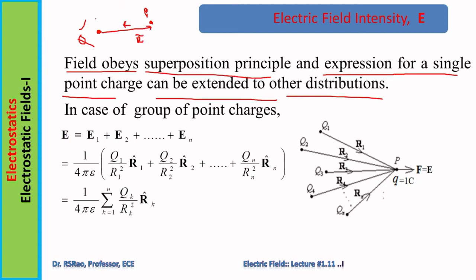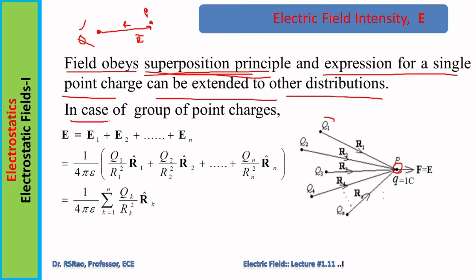Let us suppose there are several charges as shown in this diagram. Instead of one, we have several charges: Q1, Q2, Q3, Q4, etc., Qn. The field intensity at the point P then becomes, according to superposition principle, the field intensity at P due to Q1, plus field intensity at P due to Q2, plus field intensity at P due to Q3, plus due to Q4, etc., due to Qn also.